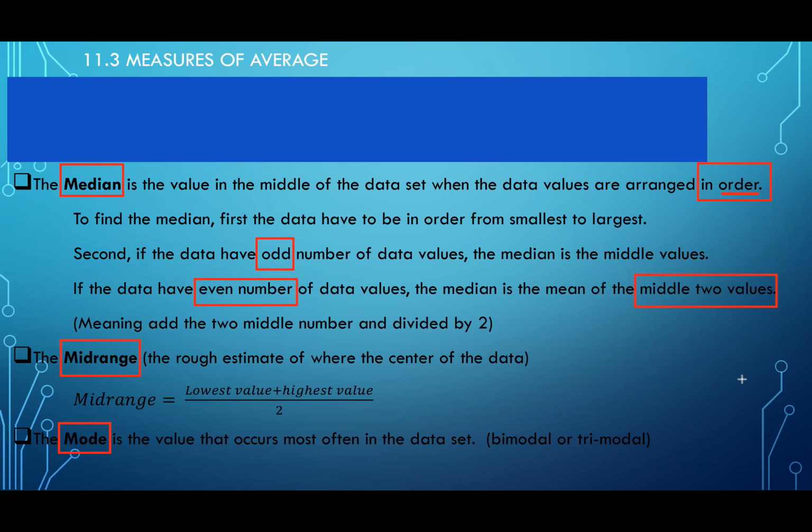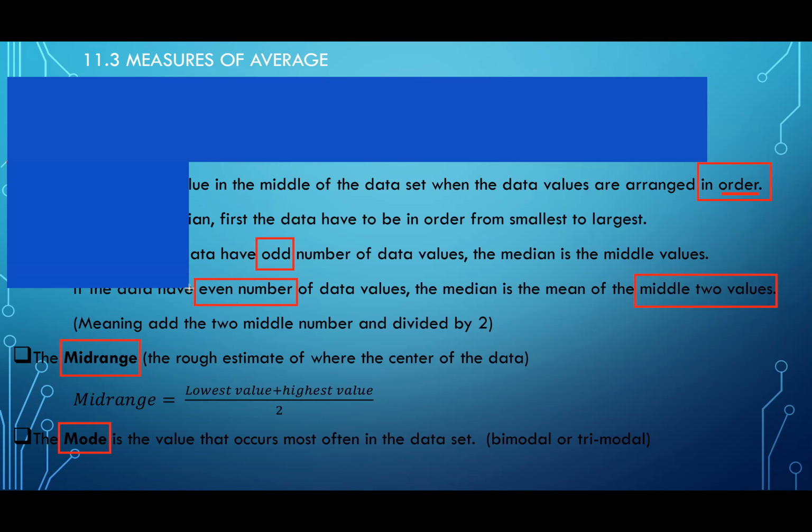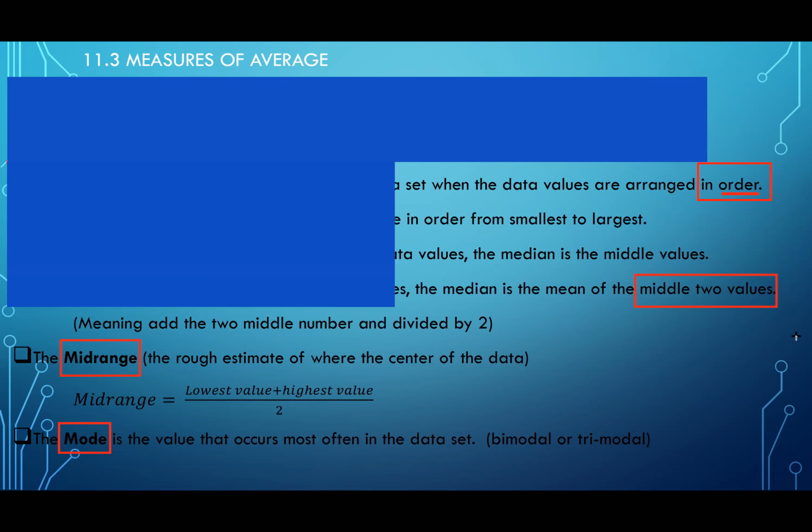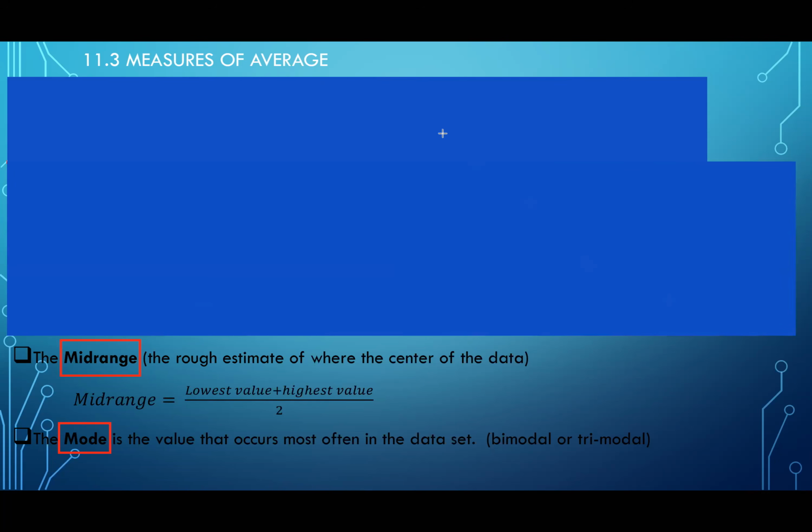Okay, so again, that is what you need to do. And the median, in short, is just the middle number. In order to find the middle number, you need to ask yourself: do I have an odd number of data or an even number of data? If I have an odd number of data, the middle number is the median. And if I have an even number of data, I need to take the middle two, add them up, and divide by 2.